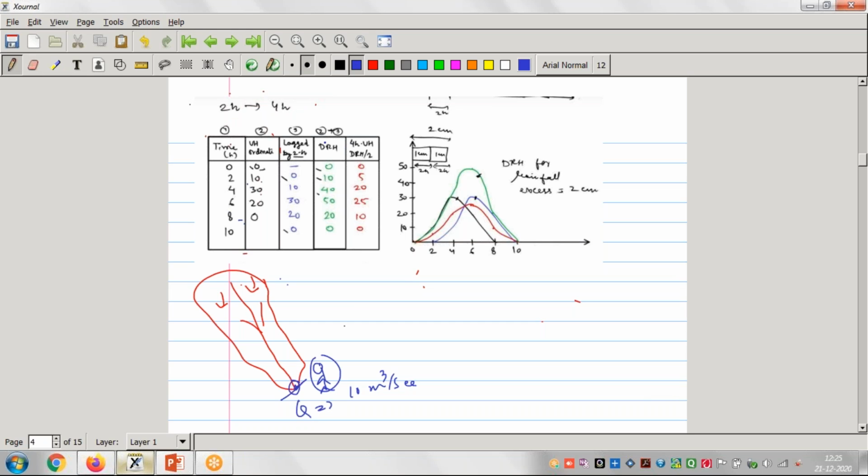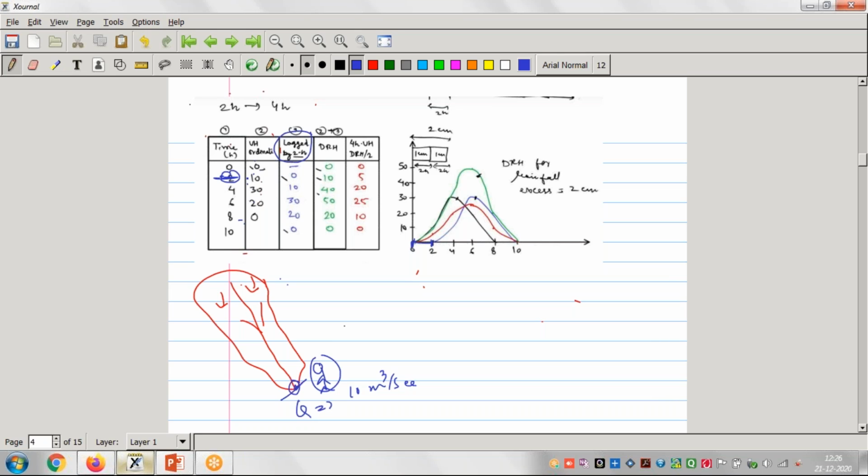See, again you will see this lagged by 2 hours. What does it mean? Lagged means again we will draw the hydrograph just by leaving this 2 hours. We will leave this 2 hours, and again the same ordinates 0, 10, 30, 20, 0 we will keep here. So add, and it will start from this 2.